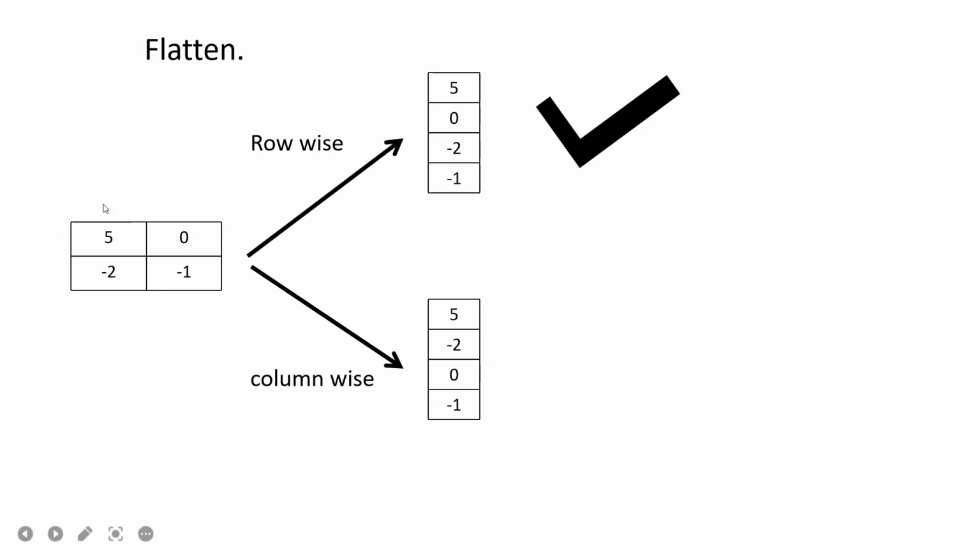However, if you take column wise, you take first column then second column. So first column is 5 minus 2 and second column is 0 minus 1. Now I mostly use row wise, while I was implementing CNN using NumPy. It doesn't matter, you can use row wise or column wise, and you will not have to think, because we will be using the flatten function of PyTorch, so you will not care, even though you can change it if you want.